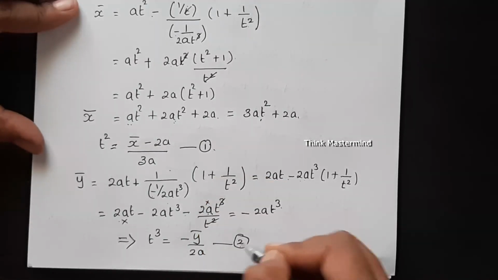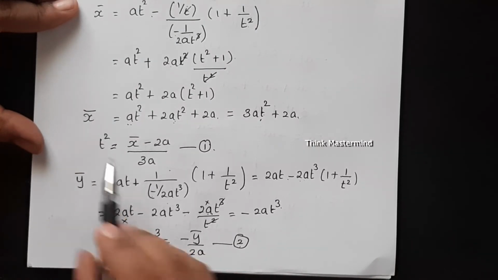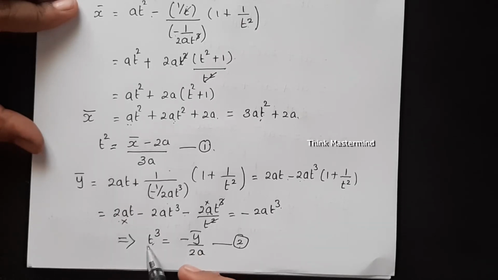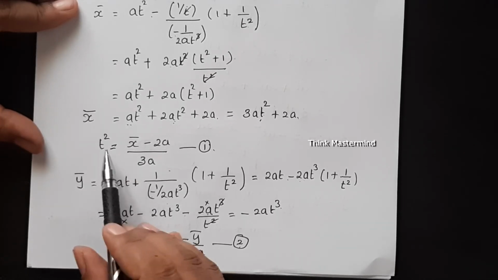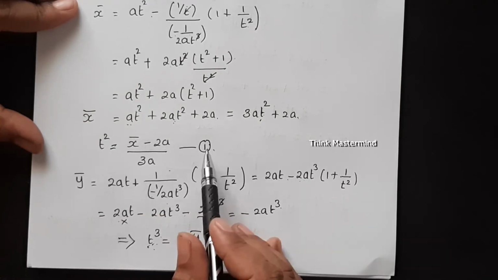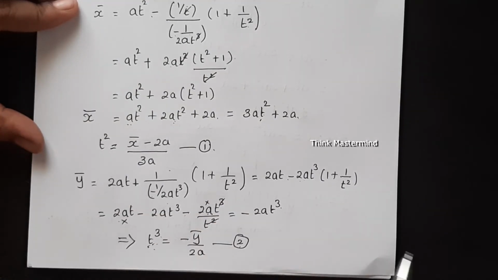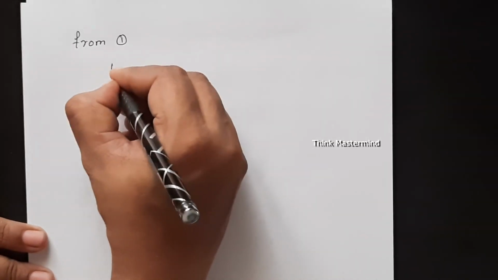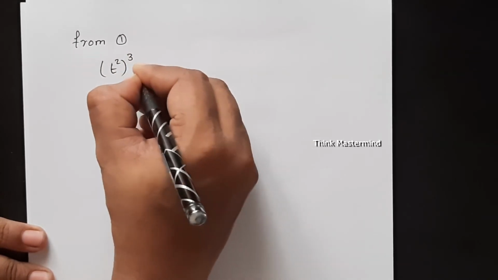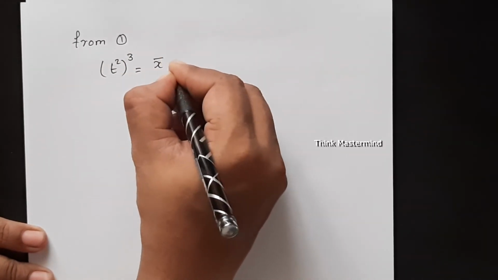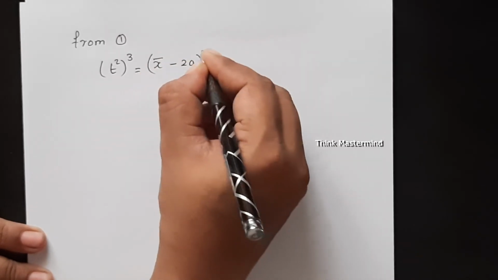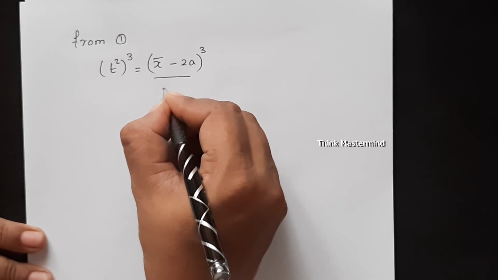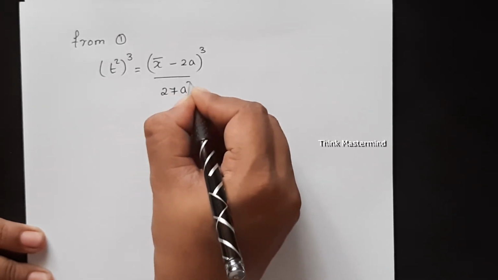From 1 and 2 we have to eliminate the parameter t. Here you have the power of t as square. Here you have the power of t as 3. So I have to make the power the same. Equating 1 and 2 you can eliminate t. From 1 taking cube of both sides, that is t square the whole cube is equal to x bar minus 2a the whole cube divided by 3a cube, that is 27a cube.